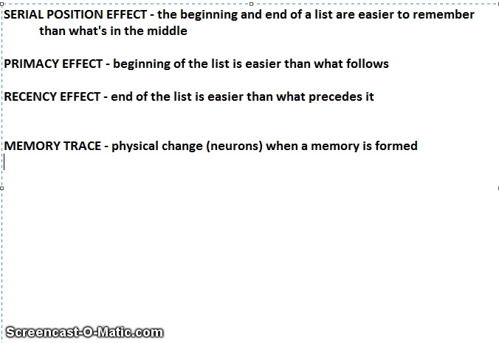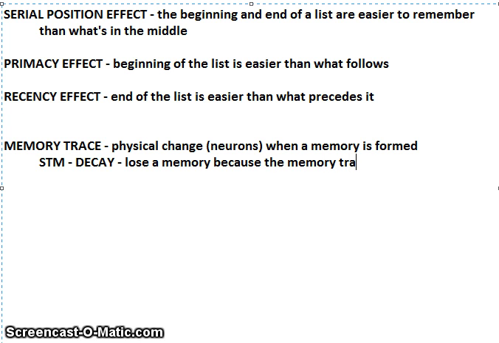So this can also play a part in you not being able to remember. If we're talking about short-term memory and not having the ability to remember, it could be because of decay. So decay is when you lose a memory because the memory trace isn't used, so you lose it. It sort of is like a trail in the woods. If it's not kept up, it's going to be destroyed.